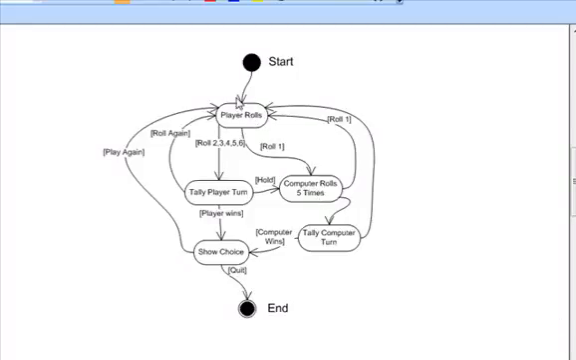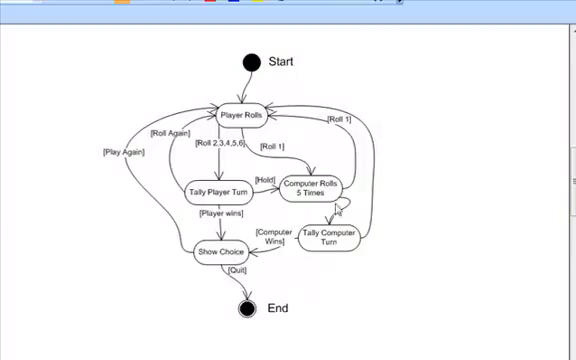As you can see, there are two paths to get to the computer rolling. One is what we would call the happy path. The player rolls a 2, 3, 4, 5, 6, you tally it up, the player decides to be prudent and hold and keep the points. The player holds, the points are added up from what they had been tallying, and then the computer rolls. The unhappy path, of course, is rolling a 1, and then the computer also gets to take its turn.